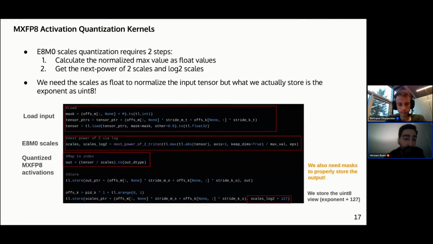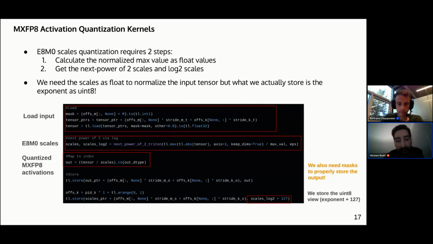So this is what happens here. But we also need the actual exponent because this is what we actually store as uint8 scales. So this 2 out d times 2, that will be the, because here, as I said, it's MXFP8, so out d type would be just the FP8 format. So very simple.